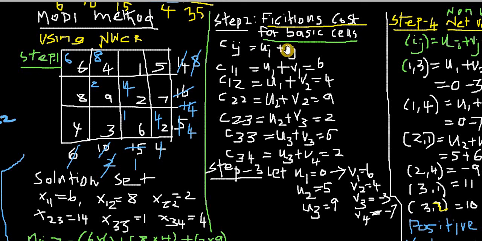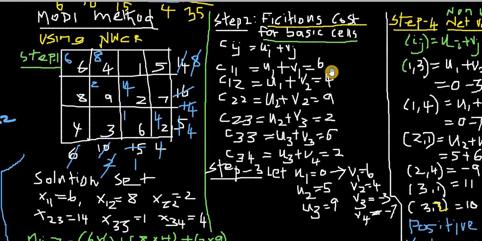Cij equals Ui plus Vj for the basic cell. So here it is C11. C11 equals, according to this formula, U1 plus V1. But how much is the cost there? The transportation cost per item is 6 rupees. That's 6 rupees we got. The next one is C12, that is this particular cell. According to that formula, C12 equals U1 plus V2 equals the transportation cost per item, which is 4. Therefore we will get 4 here.